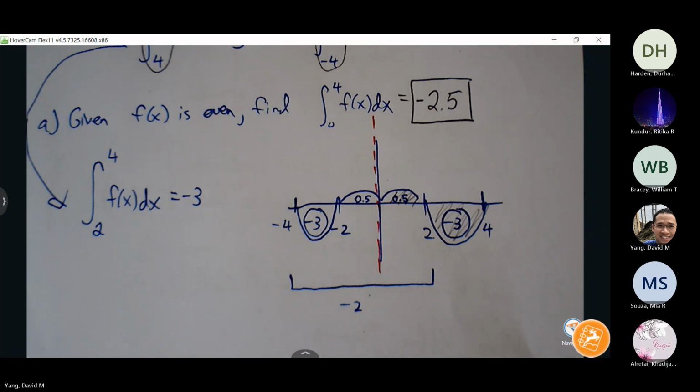So 0 to 3, this is in order from smaller to larger, so this is good. No need to make any adjustment. All right, now we know it's an odd function. What can we say about the other side?